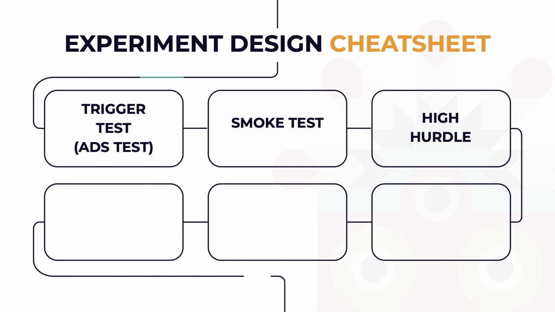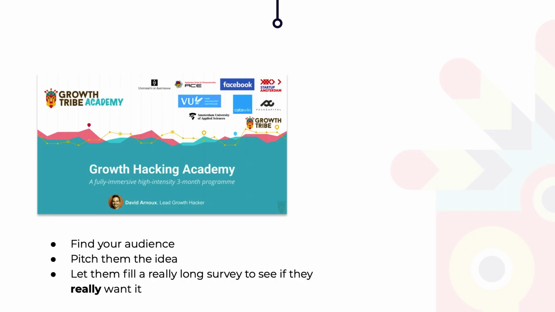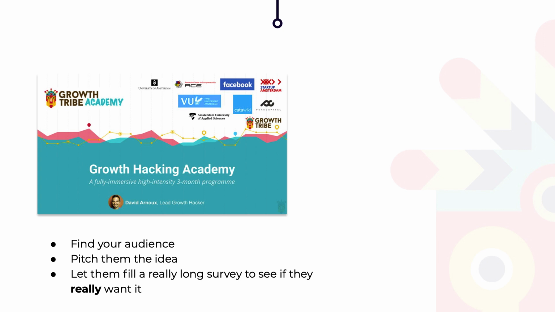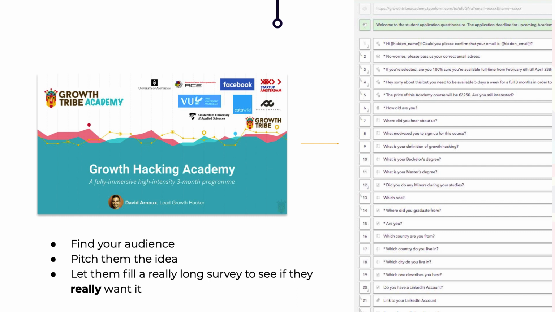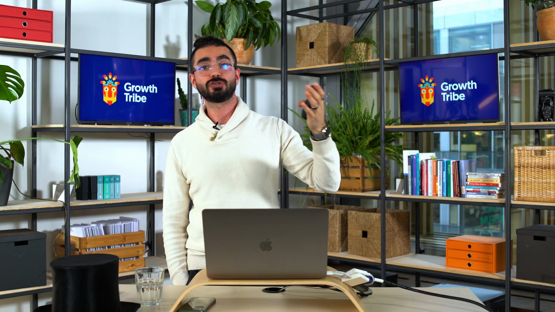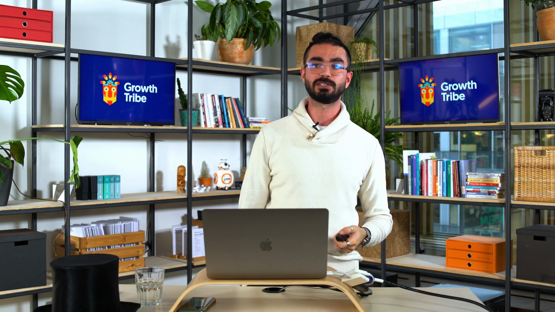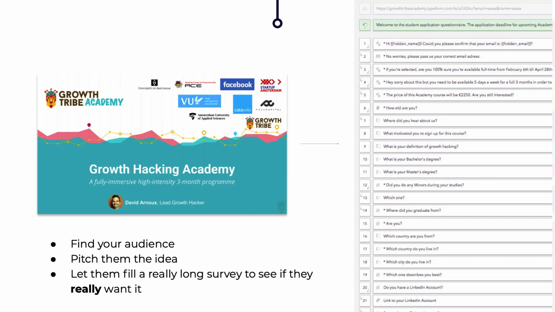A high hurdle test is a pretty interesting one, to say the least, because this is where you increase the hurdles for your personas to test their intent. In this example, we created a PDF, and we basically wanted to tell everyone that if you want that PDF, all you have to do is fill in a form and you'll be able to download it. But what we wanted to see is how many will actually go through all those questions to get that PDF. And this is how you can differentiate between your audience, or the audience who has a higher intent or is really willing to go through the hurdles and the troubles to get the content that you have created for them. And this is something that can tell you who are your power users and who are not. So find your audience, pitch them the idea, and let them fill a really long survey to see if they really want it.